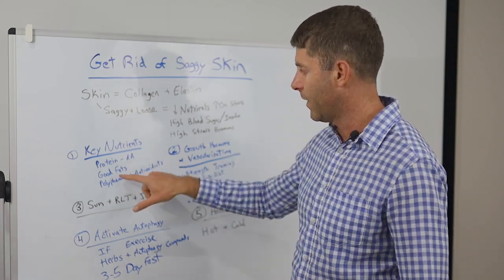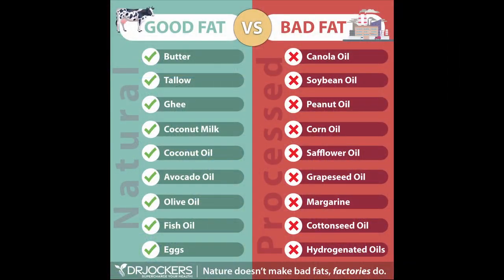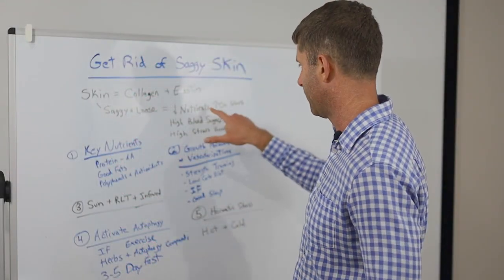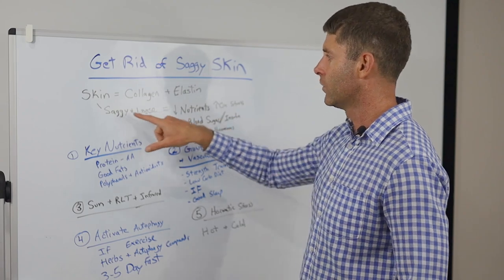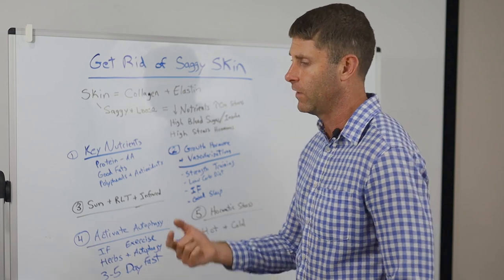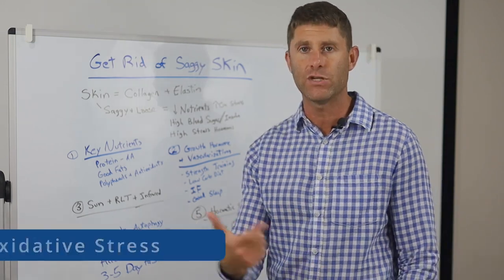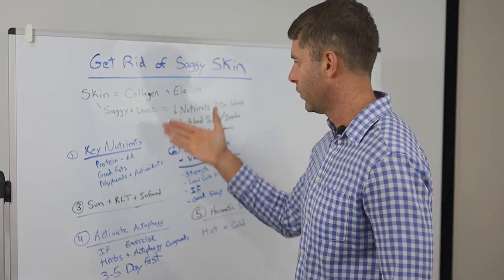So getting the protein and amino acids, and getting good fats in, obviously making sure we're avoiding bad fats like corn oil, soybean oil, safflower, cottonseed, peanut oil, canola oil. All those things drive up oxidative stress. And remember, back up here, I talked about high levels of oxidative stress creating saggy and loose skin. That damages the collagen and elastin. Well, those bad fats, that's what they do. They create high oxidative stress that damages these key proteins.